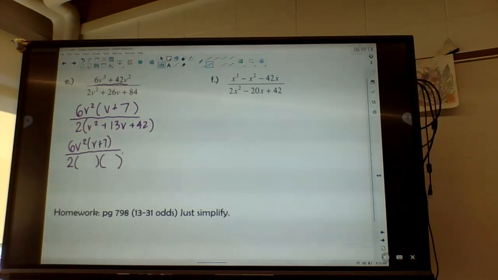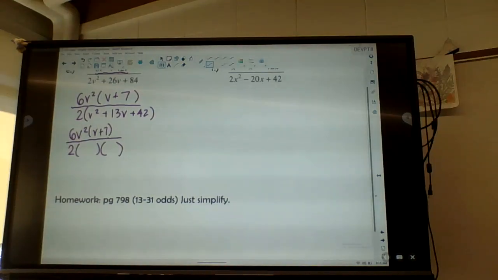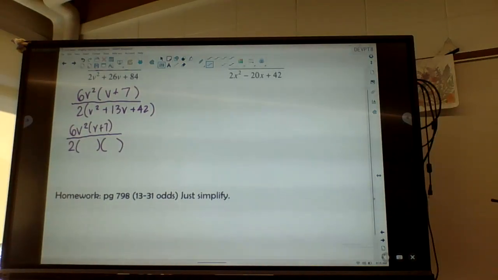Because I see the bottom now, we have that v squared. So we're going to do v and v. We want to multiply to 42, but add to 13. Multiply to 42, add to 13.